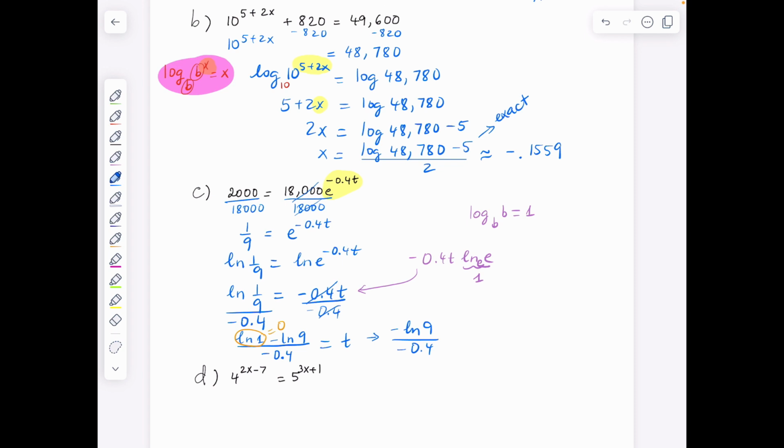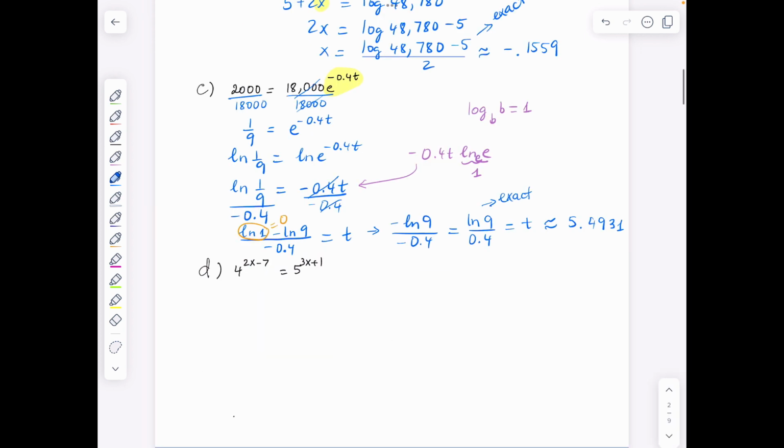And since they're both negative, I could just divide both of them by negative 1. So that will give us just natural log of 9 over 0.4. So this right here is the exact answer for t. And the approximate answer for t would be 5.4931.